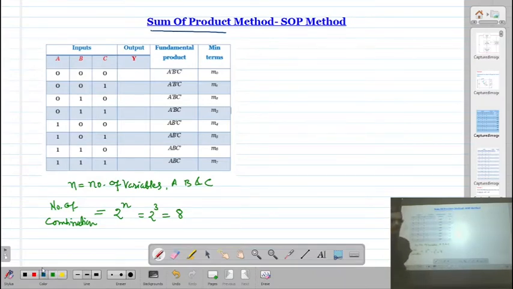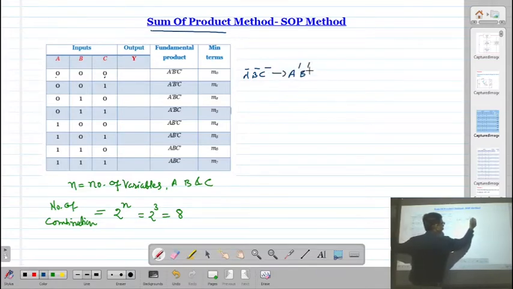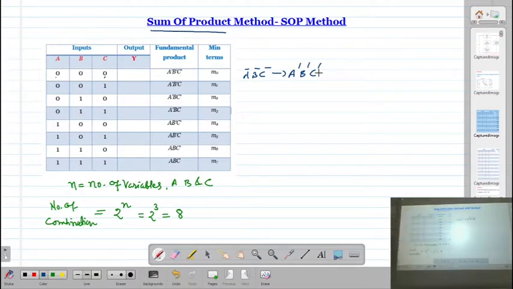Okay. Now, what will be the fundamental product? Here A is 0, B is 0, C is 0. So if I take the AND of A, B, C, then it will be 0. But to write the min term of the fundamental product, the output should be high. Therefore, I am complementing A, complementing B, and complementing C, and therefore we write A prime, B prime, C prime. Remember, this is another notation. Here you can have A bar, B bar, C bar. It is also written as A prime, B prime, and C prime. So A prime represents the complement of A, and B prime represents the complement of B. Okay, so this is for the first combination.